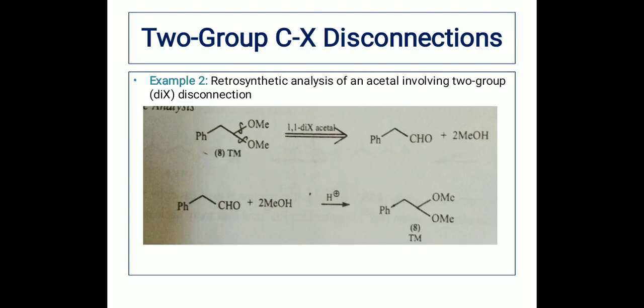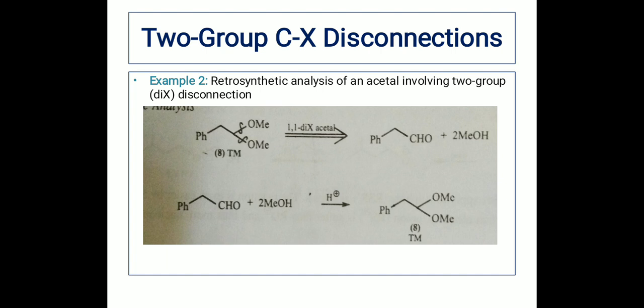Next, let us study example 2. Retrosynthetic analysis of an acetal involving two group disconnection. Here again there are two functional groups, two methoxy groups attached to the central carbon atom, and this is the target molecule. Here what we are going to do is disconnect both the functional groups. Both OMe groups are getting disconnected. That's why we are writing the disconnection mark between the carbon atom and the functional group.